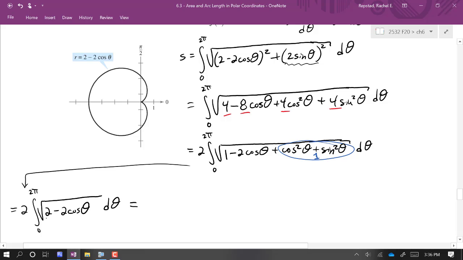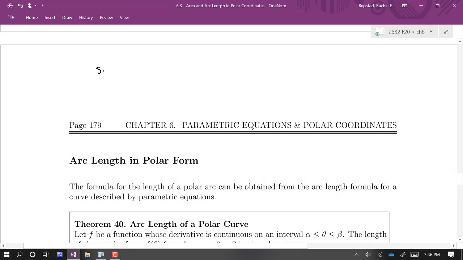I'm going to take out the common factor of 2 and then pull out a factor of the square root of 2 from the integral. So I get 2 root 2 times the integral from 0 to 2 pi of the square root of 1 minus cosine theta d theta. At this point you can use the half angle identity. 1 minus cosine theta is the same as 2 sine squared of theta over 2. And if you want to see that, here's our sine squared theta over 2. The half angle identity is 1 minus cosine theta over 2, and then we just multiply both sides by 2.